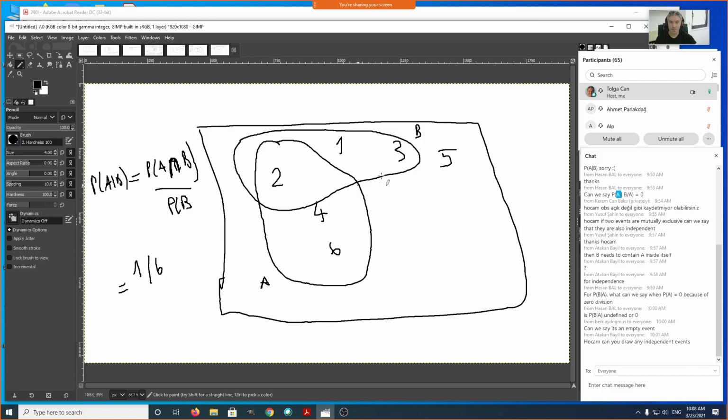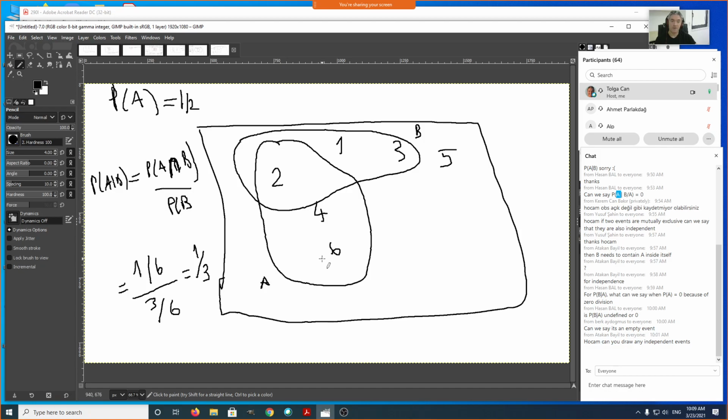What is the probability of B? There are 3 outcomes in event B, each one equally likely: 1 over 6, 1 over 6, 1 over 6. It's 3 over 6. So 1 over 6 divided by 3 over 6 gives us 1 over 3, since the 6 cancels. So the probability of A given B is 1 over 3. Now, what was the probability of A before this? The unconditional probability of A, if you're not told that B has occurred, was 1 over 2, because it contains 3 outcomes.